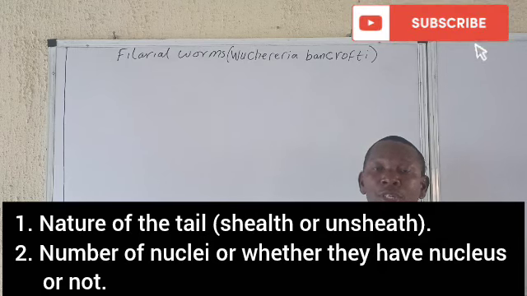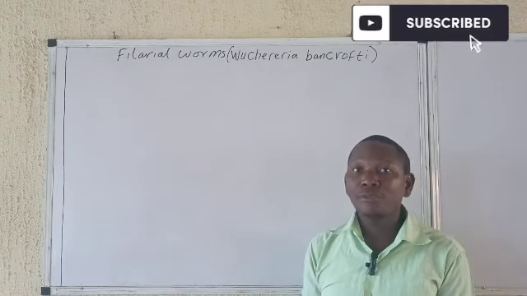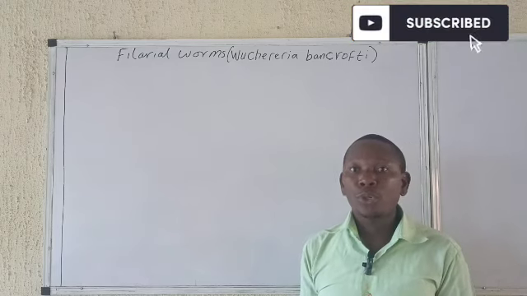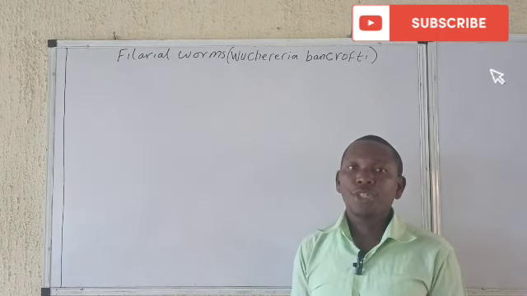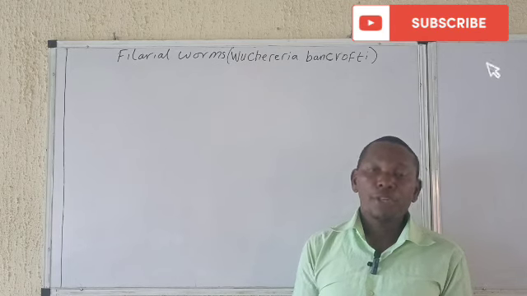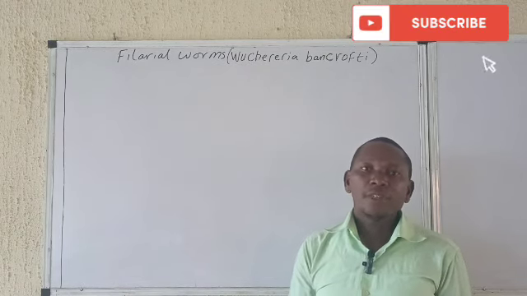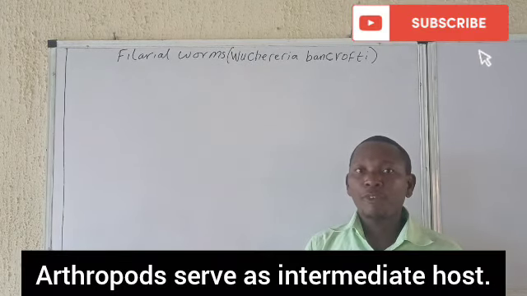Some tails are shielded, while some are not shielded. Even the presence or absence of nucleus, or the number of nuclei, can also be used to differentiate filarial worms. The filarial worm have an intermediate host in the form of arthropod.